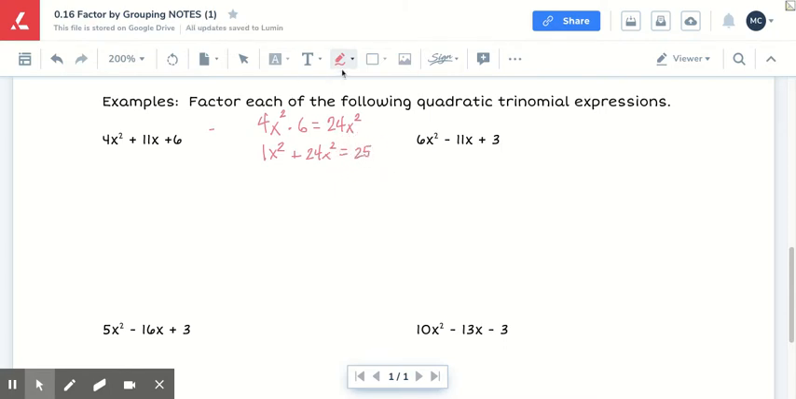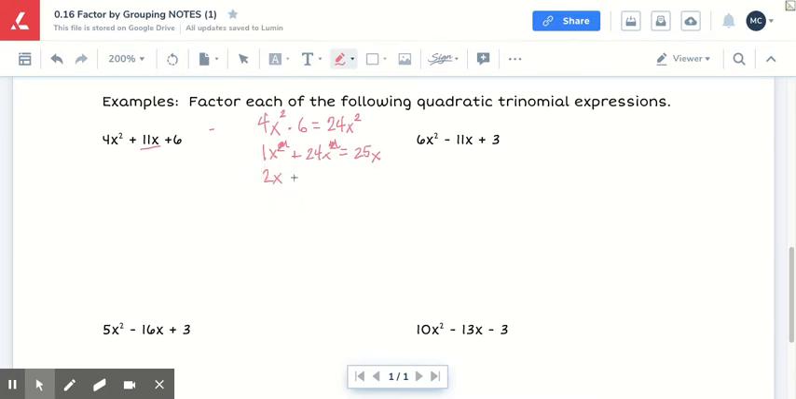Oops, this is not right at all. Let me try that again. The square should not be on there. So this is 1x plus 24x. 1x times 24x would be 24x squared. 1x plus 24x gives me 25x. I'm looking for a pair that gives me this term in the middle. So once I find that pair, I'm not going to continue with this list anymore.